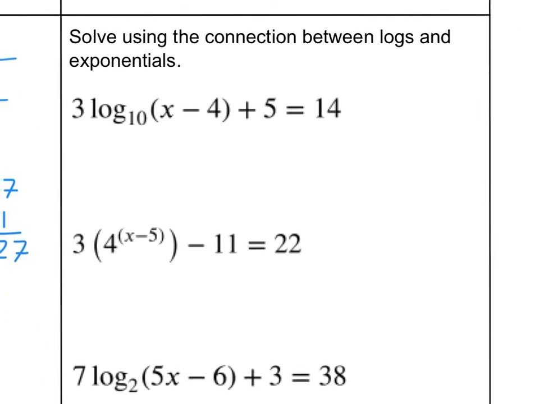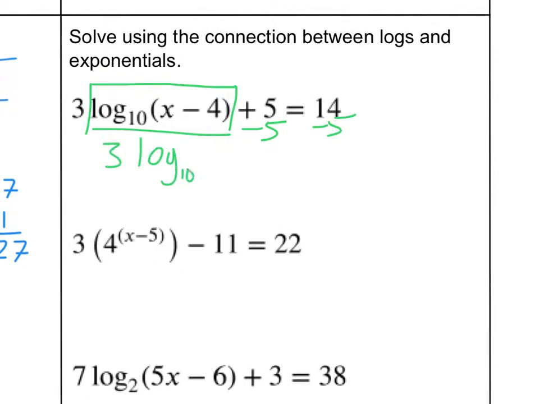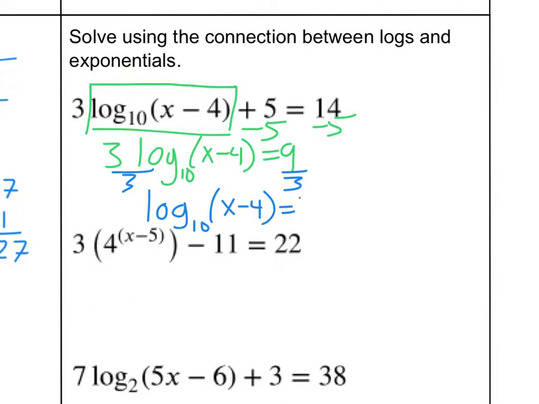All right, next we've got to solve some using logs and exponentials together. This is using perhaps the biggest idea we talk about this year in algebra, which is we have to get the function or the weird thing by itself and then work on solving. So I'm going to get log base 10 of x minus 4 by itself. To do that, I'm going to subtract 5 from both sides. We've got 3 log base 10 of x minus 4 is equal to 9. I'm going to divide both sides by 3. We've got log base 10 of x minus 4 is equal to 3.